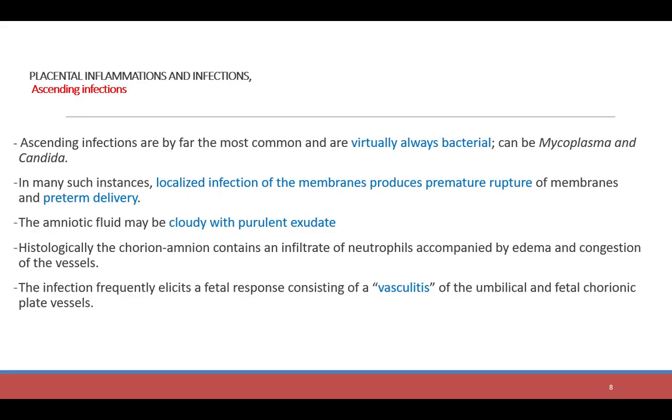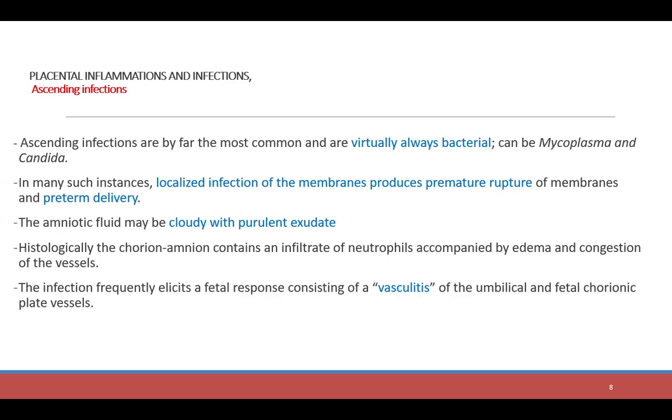Ascending infections are the most common ones. So the ones ascending from the canal are the most common. The majority of infections are bacterial. So most infections in the placental disc are ascending, coming from the canal, and these infections are mainly bacterial. They can be mycoplasma and candida, but mainly bacterial. So most of the time we look for bacteria.